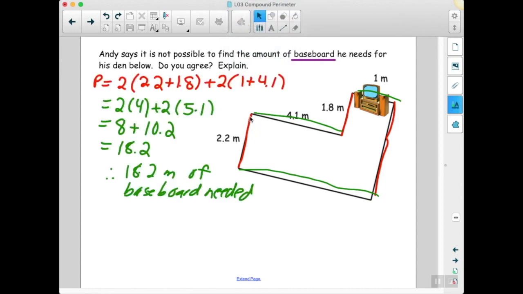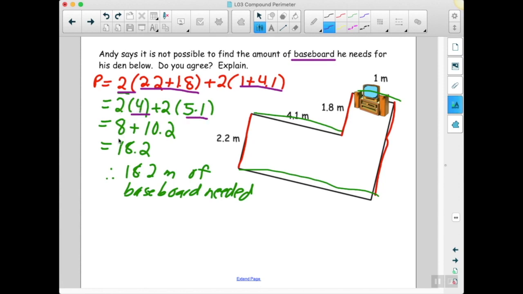Okay, so again, this distance and this distance is the same as this distance, so I'm noting I'm going to have 2 at 2.2 plus 1.8. And we're also going to have 2 along the green distances here. That distance and that distance appears twice. So 2 at 1 plus 4.1. 2.2 plus 1.8 is 4. 1 plus 4.1 is 5.1.